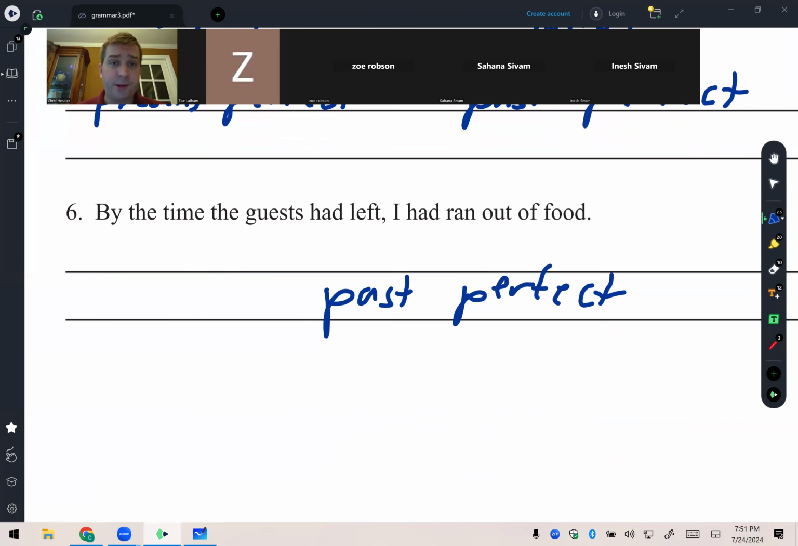By the time the guests had left, I had ran out of food. So I can tell I'm in the past perfect. I have multiple events that have occurred before now. I have the leaving of the guests. And the other thing, I'm gonna give away the answer. But there is a problem. We have to change something. It's just an irregular verb. We need the past perfect form. And it's not ran.